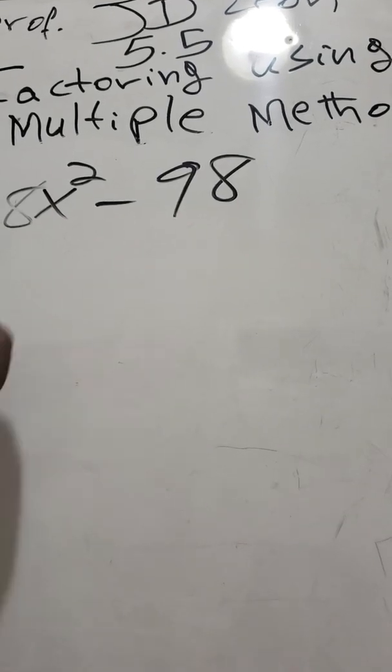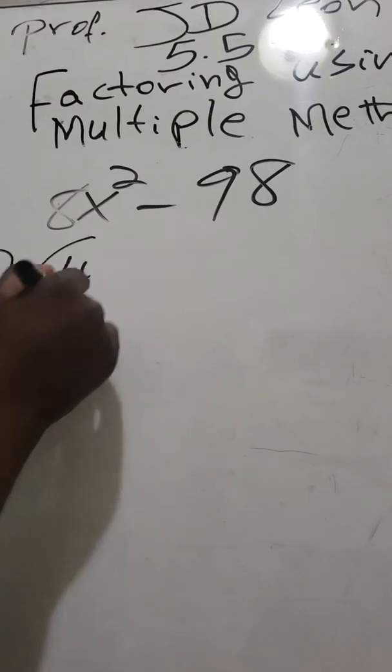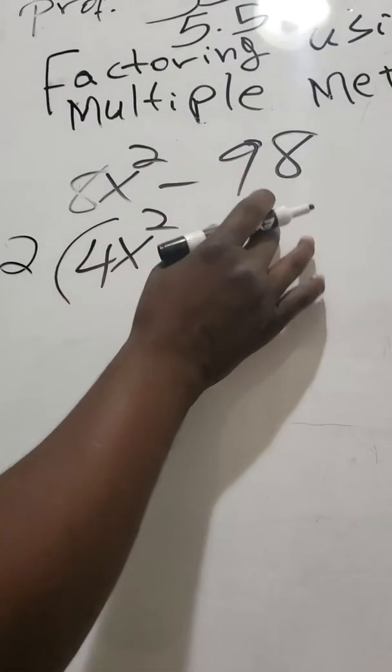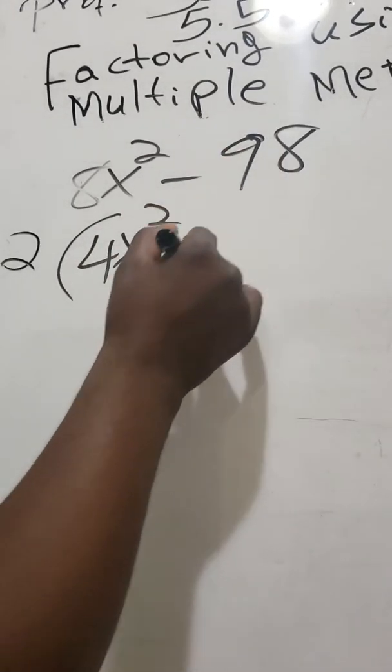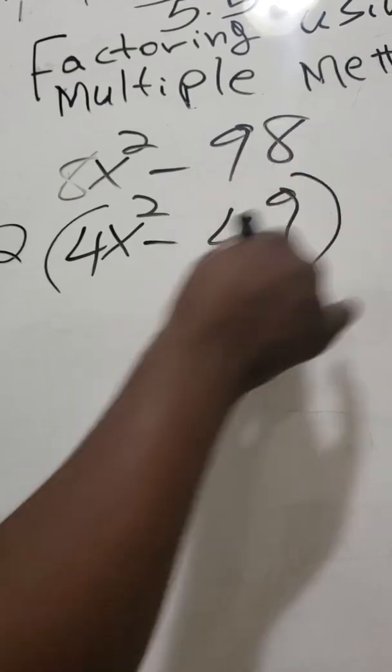Let's factor out 2, which means we will divide 8 by 2, and the answer is going to be 4x squared, obviously. And divide 98 by 2 is going to be 49. If you do the math, it's going to be 49.